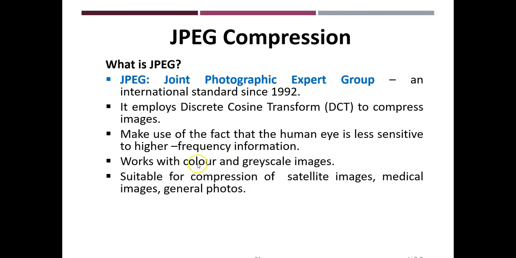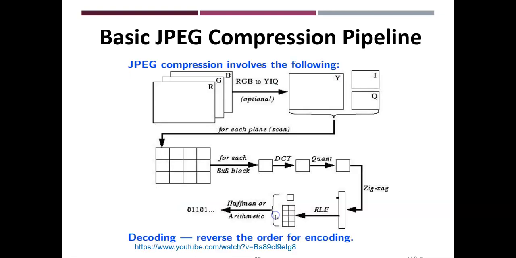Okay, JPEG works with color and grayscale images, and is also suitable for compression of satellite images, medical images, and general photos. So this is the basic JPEG compression pipeline ataupun dia punya steps. Based on this, I'm going to let you guys refer to or view the explanation from our resource persons for this subject. Okay.